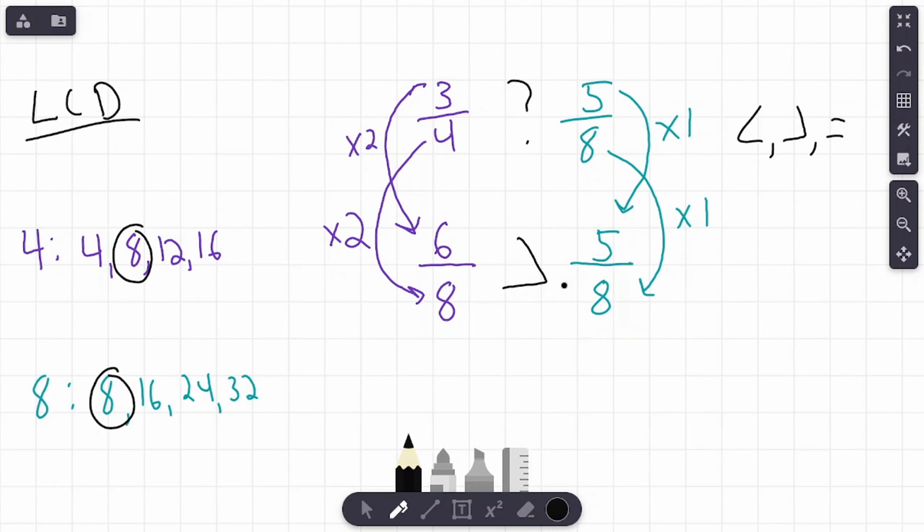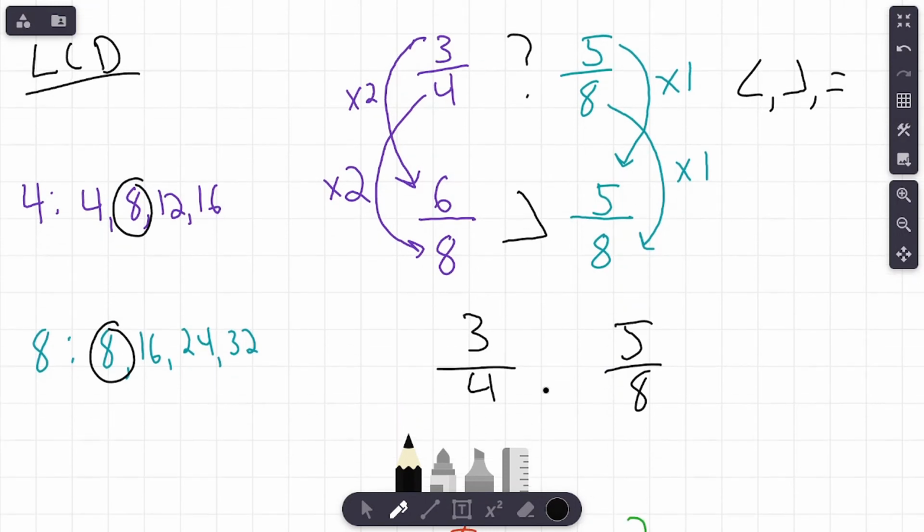Okay, but again, what I told you in that first video is technically you're not done yet. You're not done yet because our original problem was 3/4 and 5/8. Remember, our original problem was 3/4 and 5/8. This is what we were trying to figure out. We were trying to figure out, is 3/4 greater than, less than, or equal to 5/8, and that's why we did all this work. Okay.